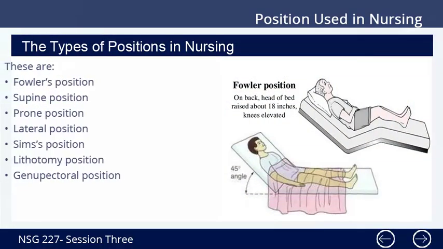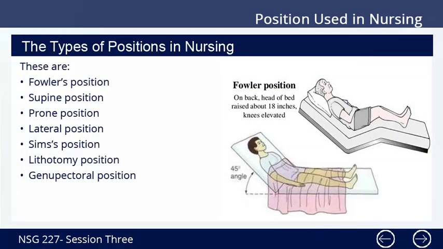The types of positions in nursing. These are Fowler's position, supine position, prone position, lateral position, Sims position, lithotomy position, genupectoral position.